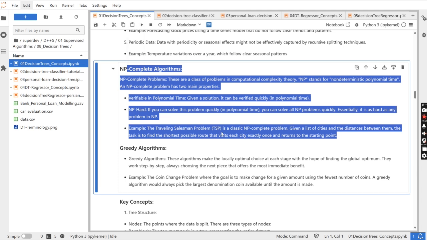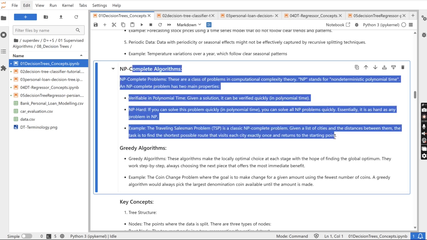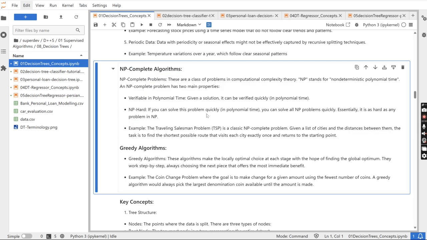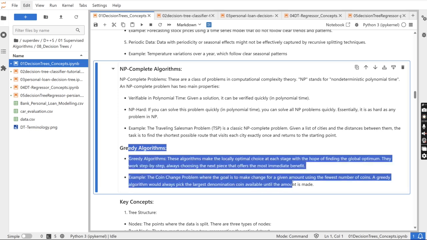It falls into that arena, wherein if you use a decision tree to get the optimal decision tree on the given data, because we are using greedy algorithms, it may not give us the global optimum. At best we may get a local optimum. So that is another problem for this. We are just explaining here. We are only learning what NP problem means and what a greedy algorithm means.